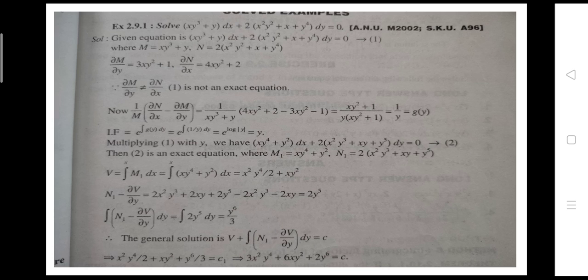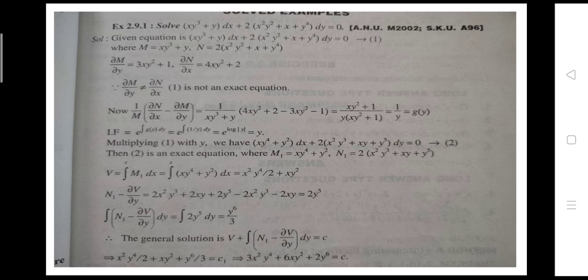Now what is the general solution of the above obtained equation? That is v plus the integral of (N1 − ∂v/∂y) dy is equal to c. So that is x²y⁴/2 + xy² + y⁶/3 = c1, and this is also written as 3x²y⁴ + 4xy² + 2y⁶ = c.